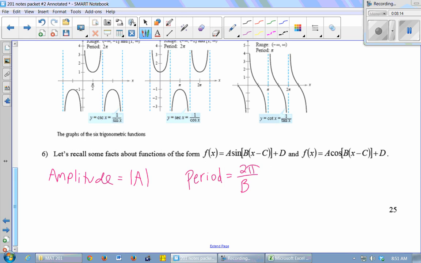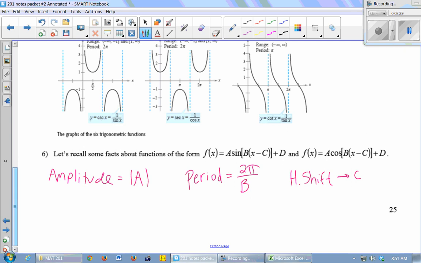What does c tell you? Horizontal shift. Now, if there's a minus sign there, which way do we shift? Right, you shift right. And if there's a plus sign, you shift left. Good. And what does d tell you? Vertical shift, up or down.